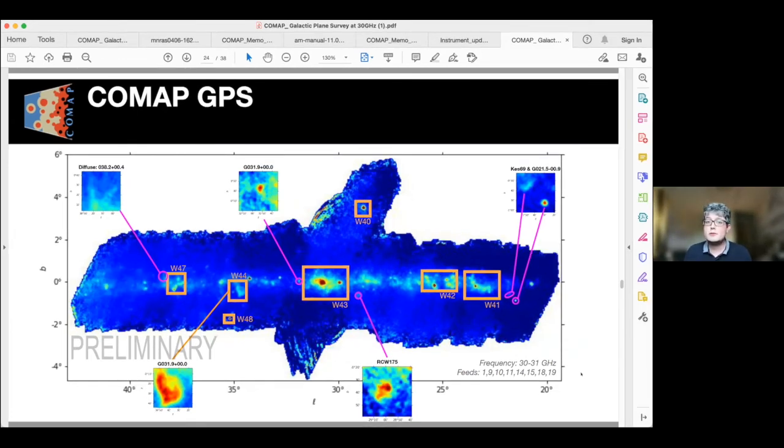But in addition to those sort of sources, we also see a lot more diffuse emission, such as the source I've highlighted on the left-hand side at about 38 degrees galactic longitude. There we think those are synchrotron filaments that we're seeing in the COMAP dataset. So you can see this is a really rich dataset, and it's very interesting to begin to dig into. Go to the next slide.